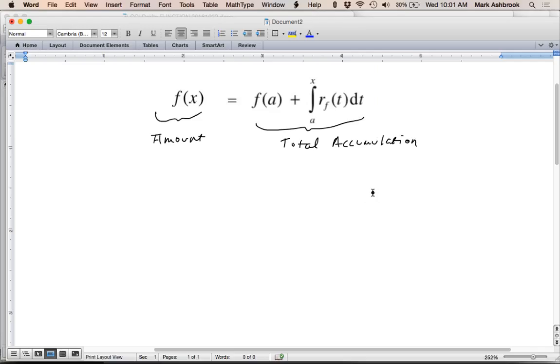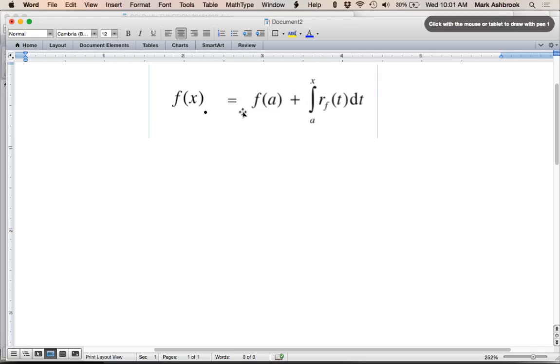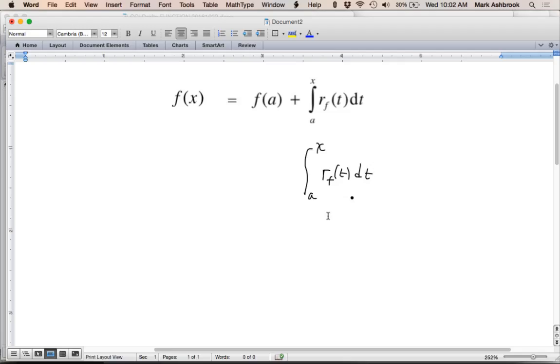So if this is true, then look what we can do. I can solve for that accumulation. So if I solve for that accumulation, we know this is what? This is the net accumulation. The net accumulation starting at A up to X.